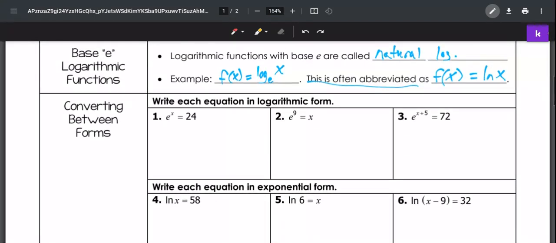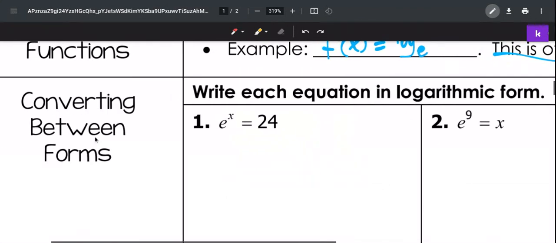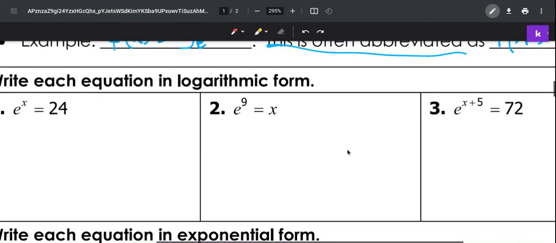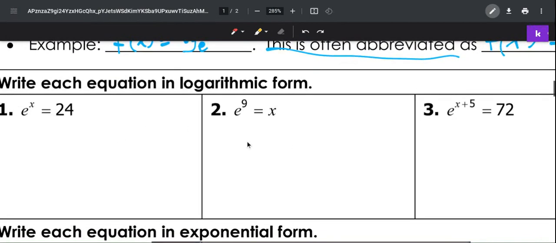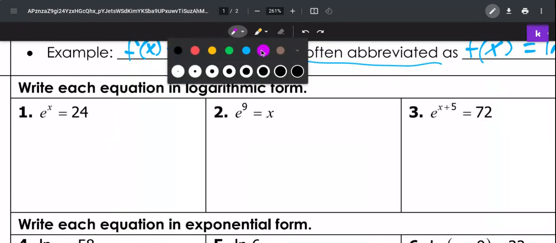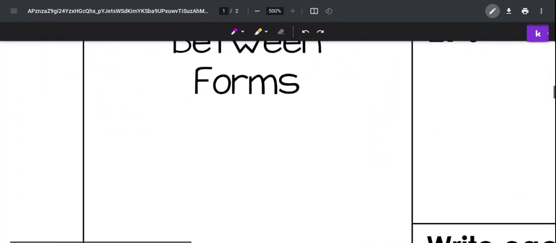All right, so now let's look at some converting with e so that we can really get used to doing this. So first we're going to look at 3 problems, and they're all written in exponential form. So 1, 2, and 3, those are all written in exponential form. And we're going to rewrite those in logarithmic form. So let's review real quick.